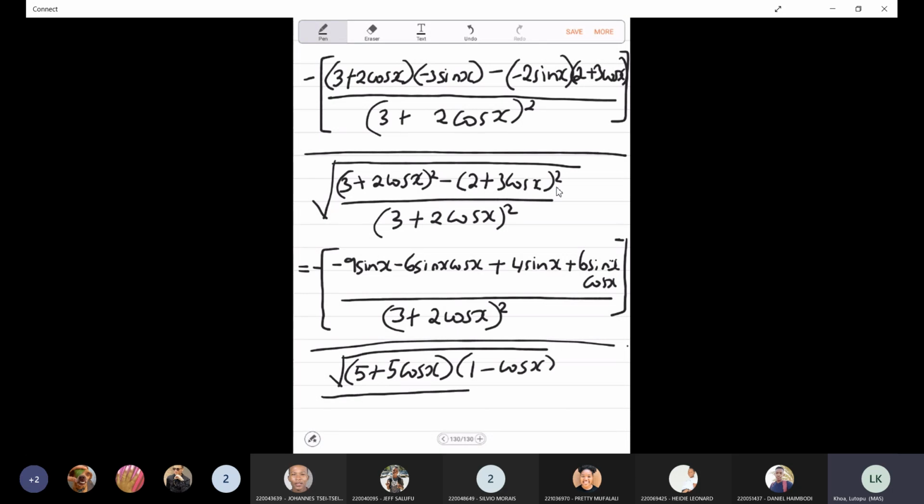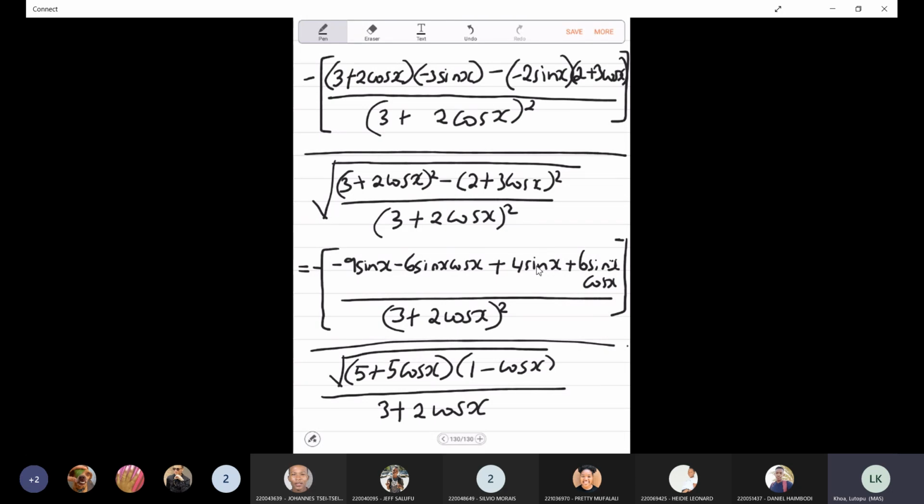And then this is divided by, so you can see the square root is the square root of the numerator over the square root of the denominator, and the square root of the denominator just cancels the square. So I have 3 plus 2 cos x.